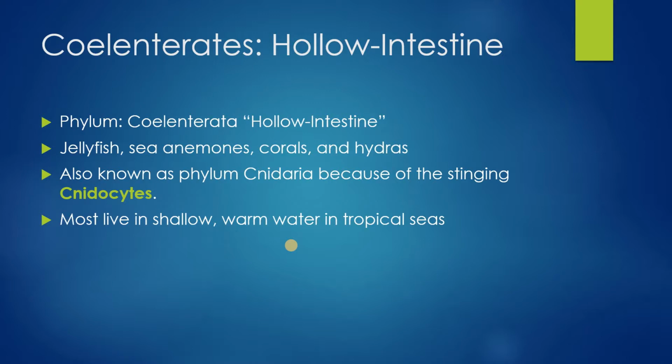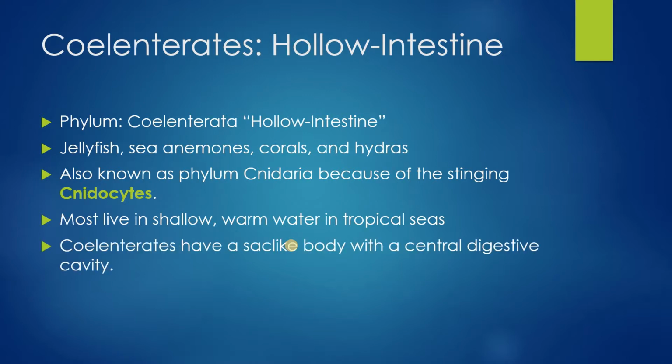That means when you're there you can actually see the sun. Coelenterates have a sac-like body with a central digestive cavity. I'll mention that in a minute. They have cnidocytes for capturing their prey.